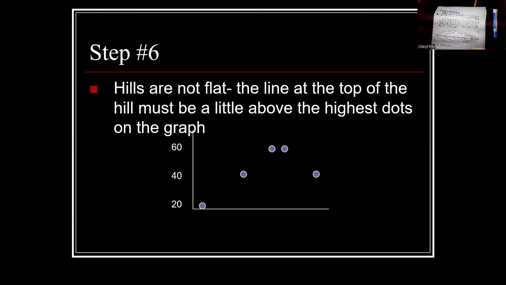Because remember that whole highest possible elevation stuff? We know the hill goes higher than 60, but it doesn't go to 80. So when you're connecting the dots at the top, you just curve it up higher than the 60, but not up to 80. So step 6 is kind of more like a rule, not a step, I guess.